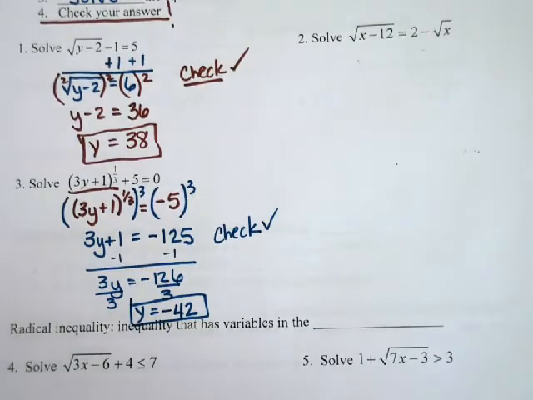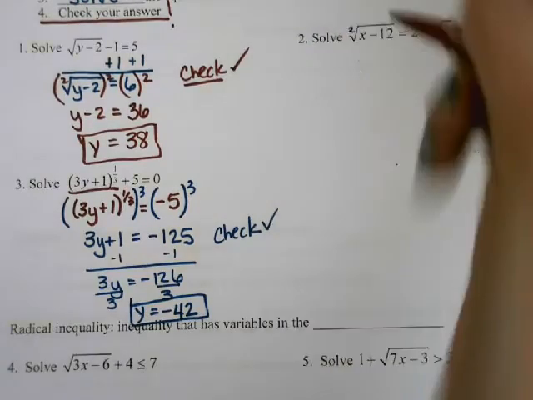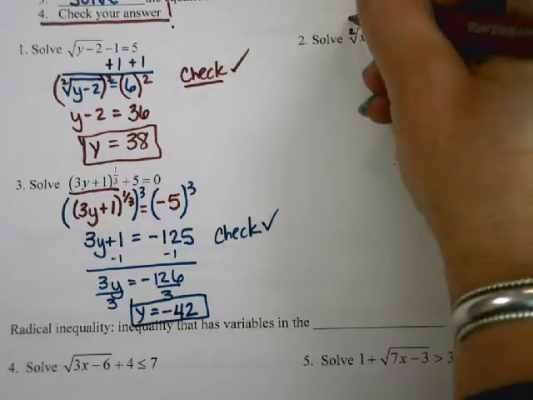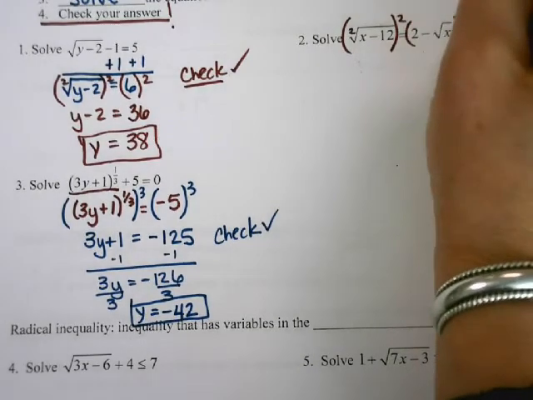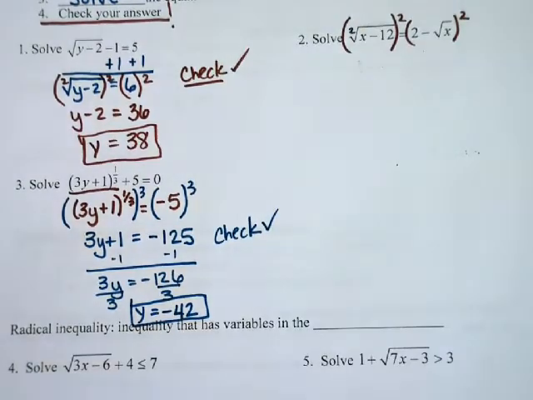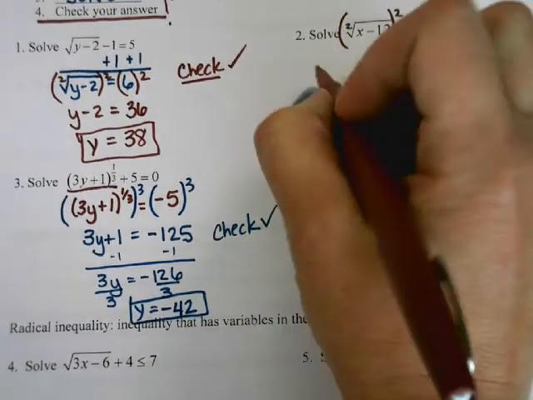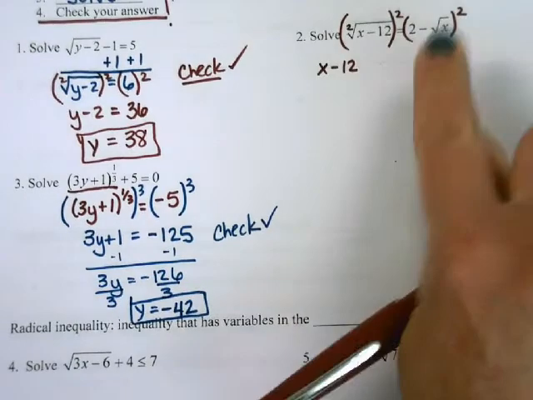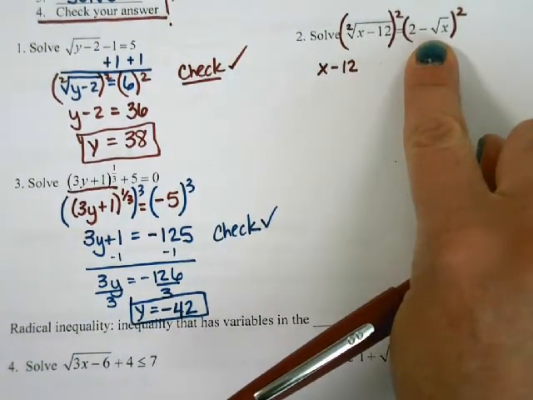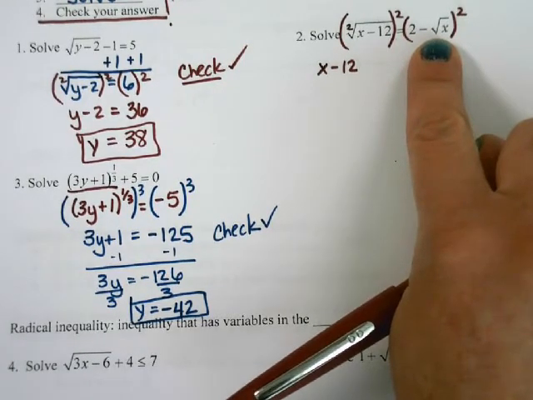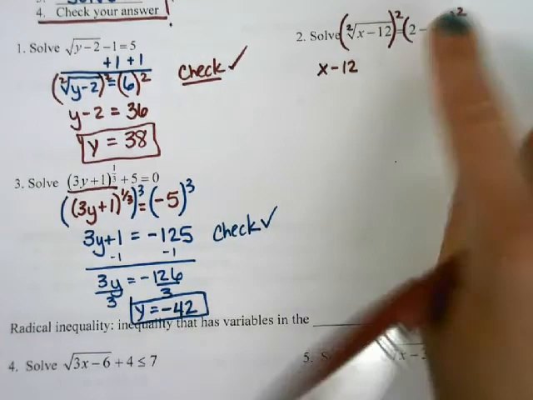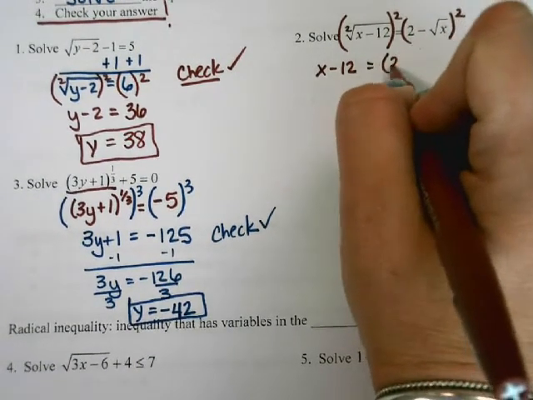Let's just go ahead and see if we can get rid of this one here. Okay, so what's my index? 2. So I'm going to square both sides. Okay, so when I square the left-hand side, if I square the square root, it goes away, and I'm left with x minus 12. But what happens over here? How many terms are inside that parenthesis? 2, right? So that one I'm actually going to have to FOIL.